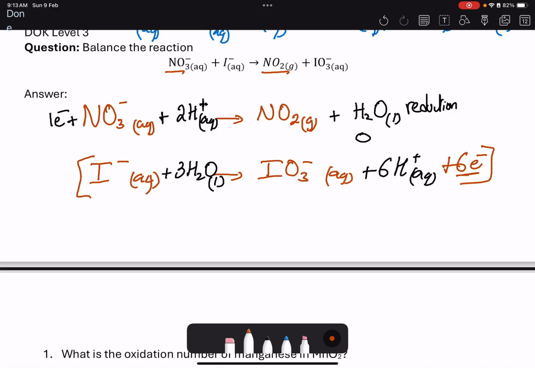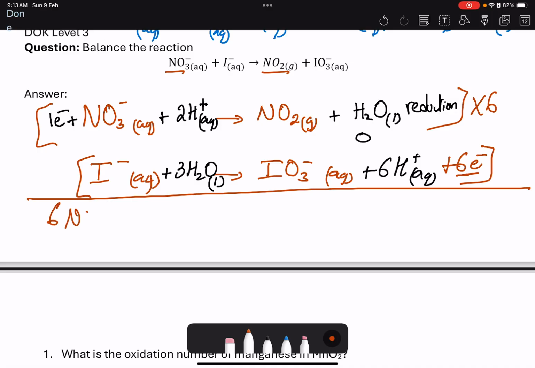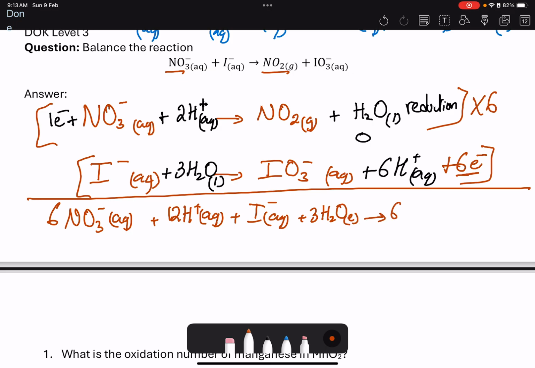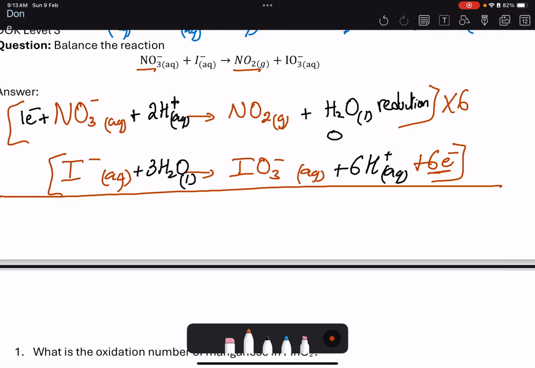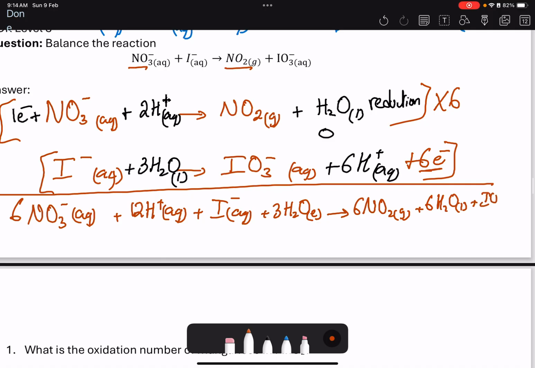And now this is the oxidation. The oxidation, I have 6 electrons lost, and the reduction, I have 1 electron gained. So we multiply the reduction by 6 and we add them up. So 6NO3-, 6 times 2, 12H+, I-, and 3H2O liquid, giving 6NO2 gas and 6H2O liquid, and IO3- and 6H+.